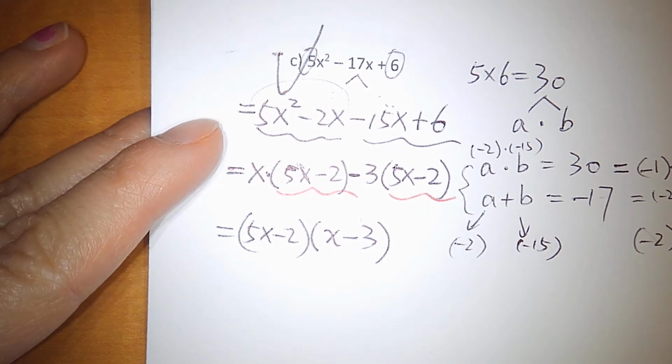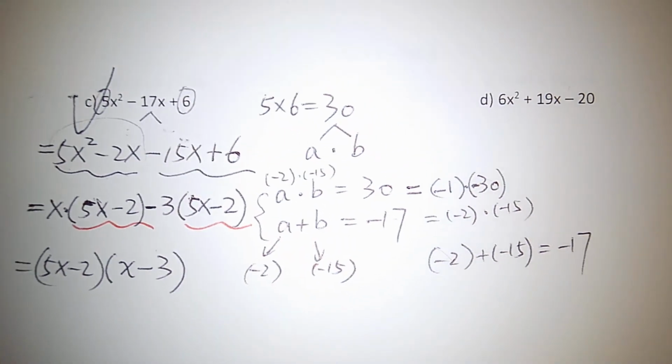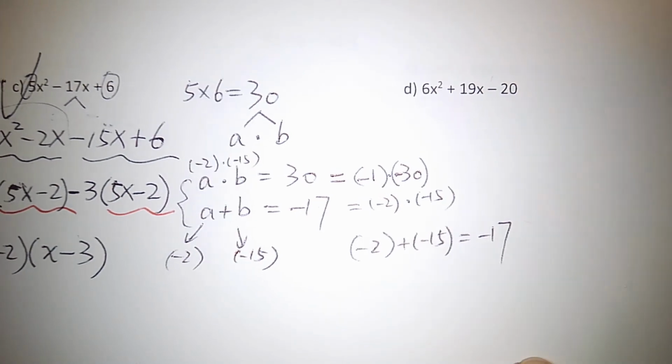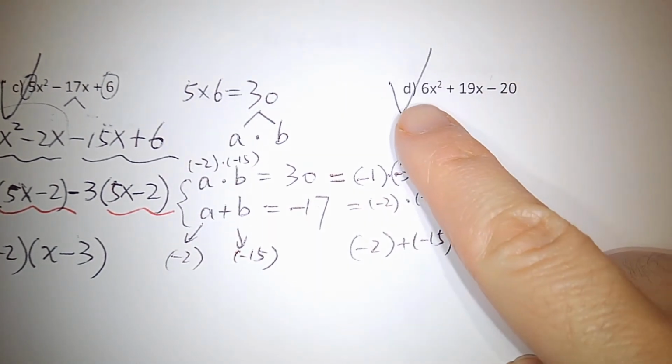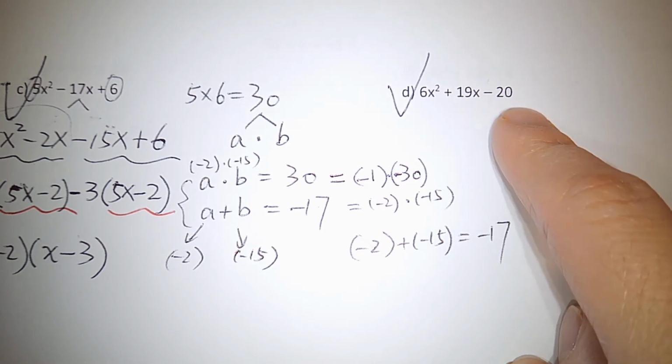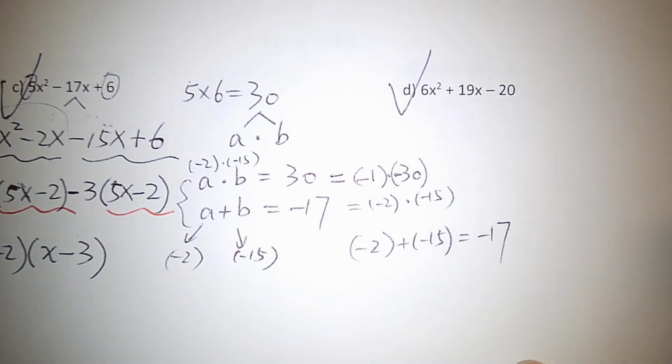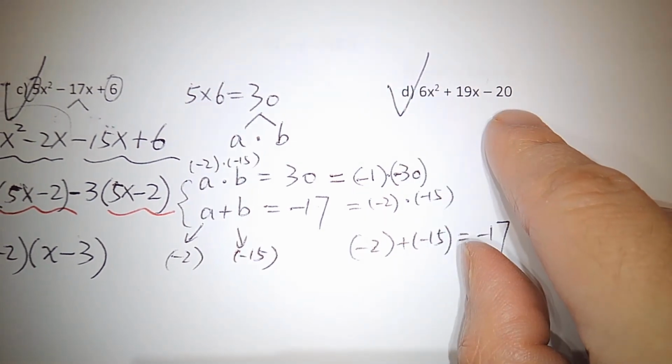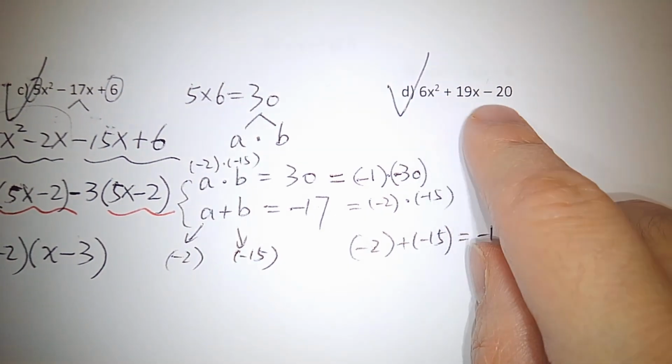Do you want to try another question? Yes. Let's try question D, please. 6x squared plus 19x minus 20. Any GCF? Greatest common factor? Any common factor from the three terms? No. 6, 19, and 20? No.